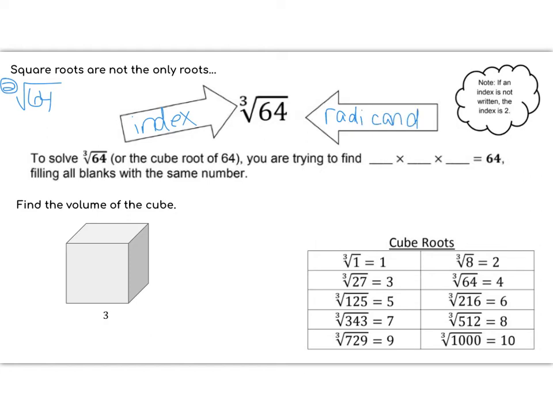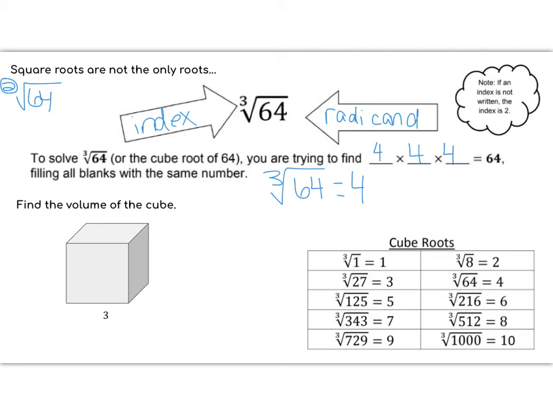So if we want the cube root of 64, we're trying to find what times itself 3 times is 64. What times what times what is 64, and that happens to be 4. So the cube root of 64 is 4. And just like square roots are named because it's the areas of squares and side lengths that we're looking at, cubes and cube roots are named because they're looking at the volume of cubes.